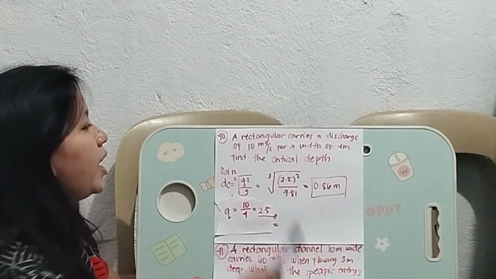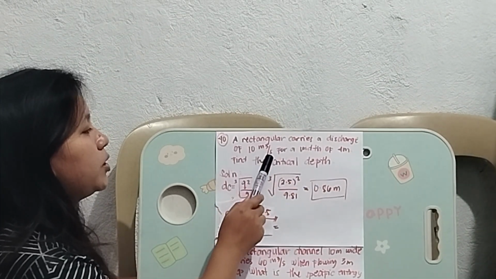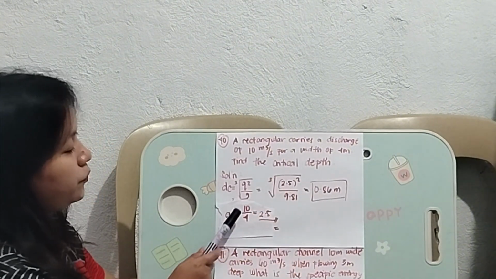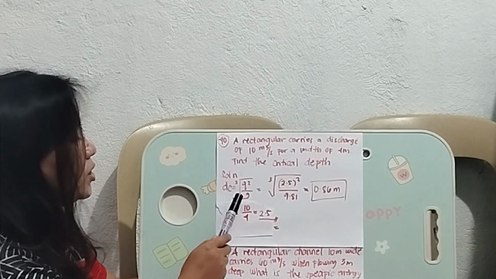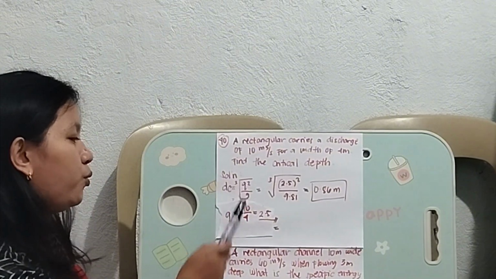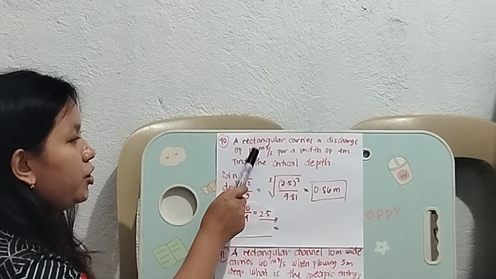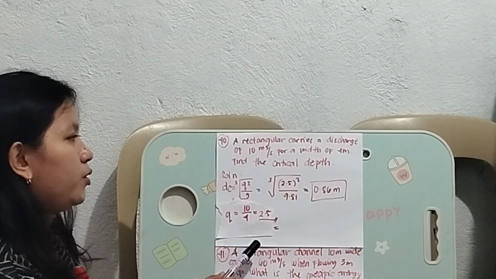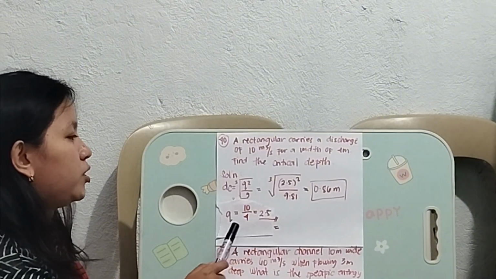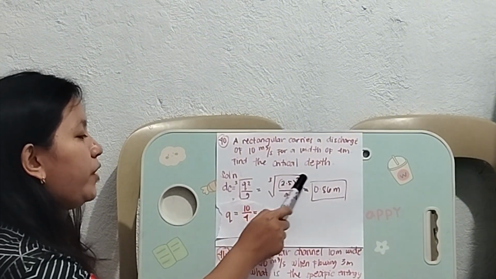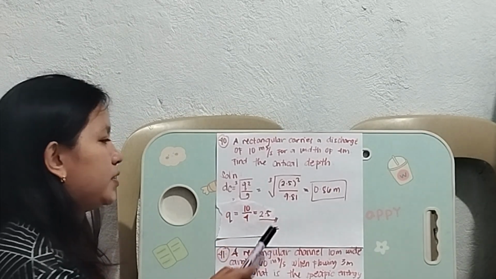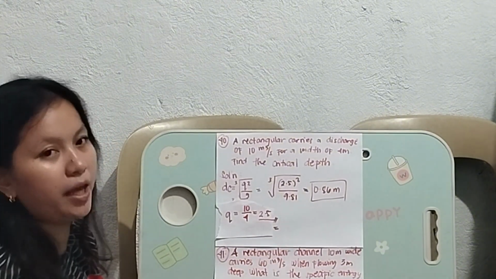So for number 40, a rectangular channel carries a discharge of 10 cubic meter per second for a width of 4 meters. Find the critical depth. So we have our solution for the critical depth. DC equals the cube root of q squared over g, which is the gravity. So we need to find first the q, where we have 10 cubic meter per second, and our width, which is 4. So 10 divided by 4, 2.5. So we have our q. So substitute the q here. So cube root of 2.5 squared over the gravity, which is 9.81. So to calculate that, we came up with an answer of 0.86 meters critical depth.